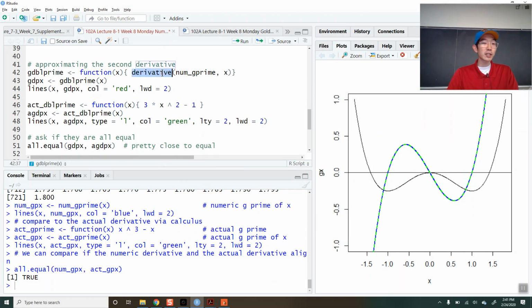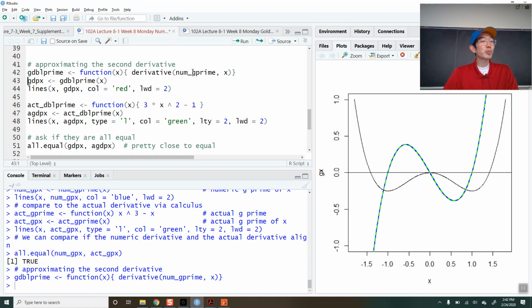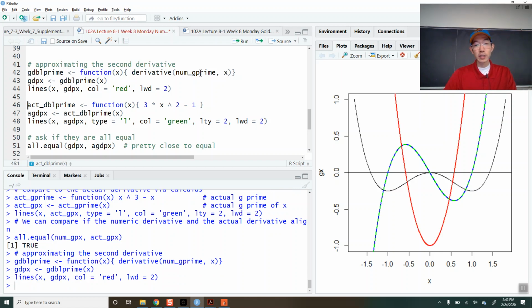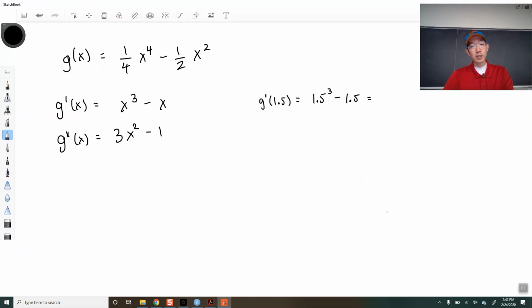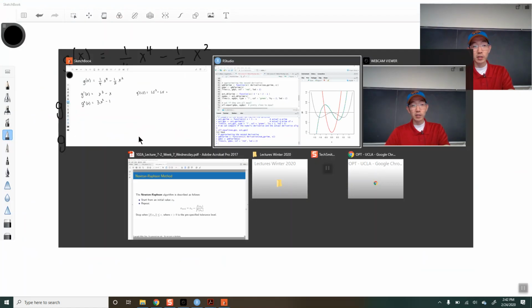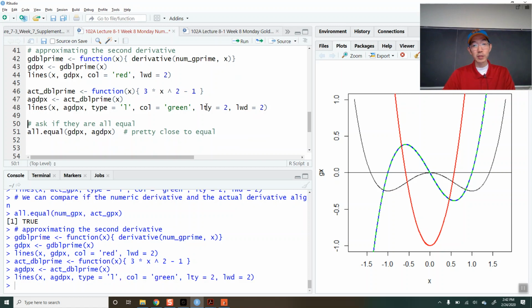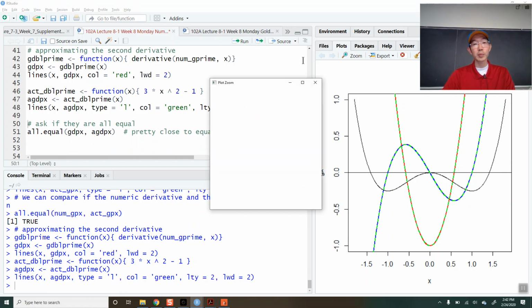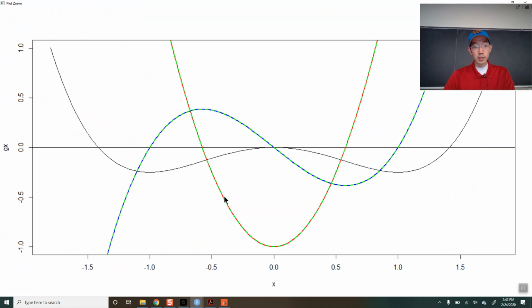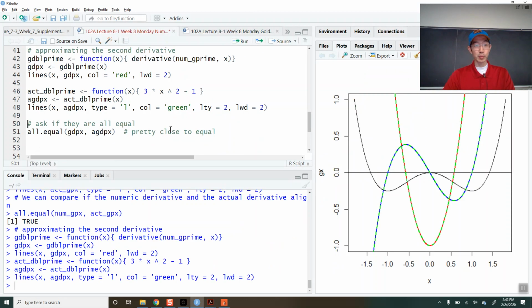So we just say, take the numeric derivative approximation of this, and we'll call that g double prime. I do that, and I plot, and I get g double prime, and indeed that sure looks like 3x squared minus 1. Here I can calculate the actual, 3x squared minus 1, and see what that looks like. I plot that on top. Again, we can see the actual and the approximation are pretty much the same.